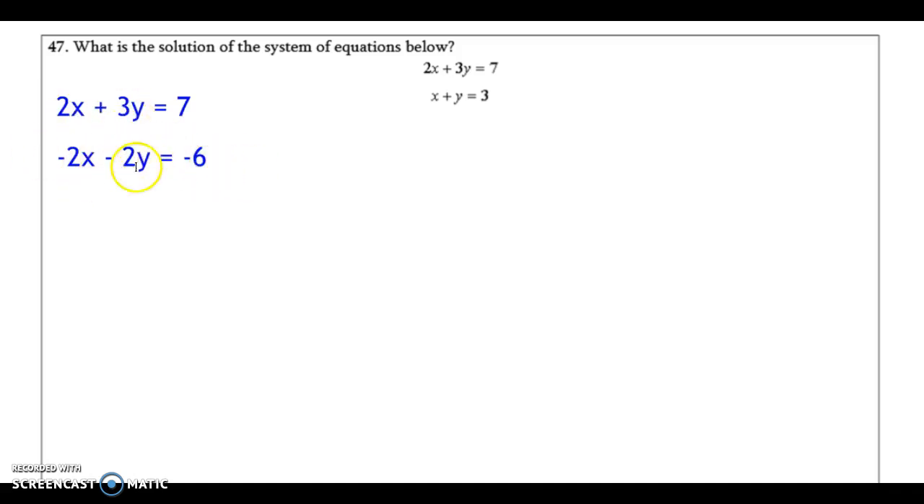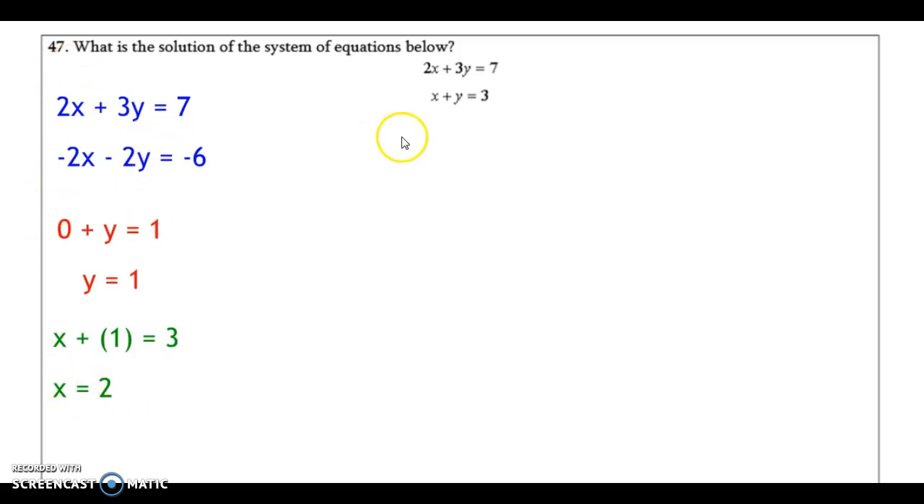Now what I'm going to do is combine these entire equations together by adding them individually. These two terms eliminated. 3y minus 2y gave us y, and 7 minus 6 gave us 1. Simplifying, I know that y is equal to 1. Now I have to take my y value, substitute it into one of the equations, and determine the value of x. I chose the second equation because it was a little bit easier to work with. x plus y is equal to 3. I knew that y was 1, so x plus 1 is equal to 3. Subtracting 1 from both sides gave me x is equal to 2.